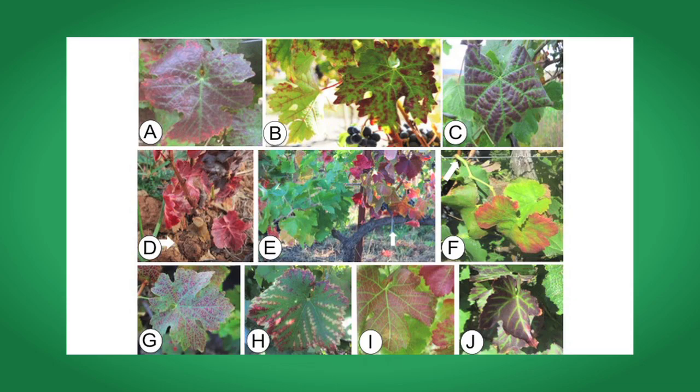A is the only red blotch infected sample shown here. Quite amazing, huh? B is leaf roll, C is leaf roll, D is crown gall. E, you see the little arrow at the bottom right of the picture, is girdling to a tie. You see a white arrow in the upper left corner. It's a broken shoot in F. G is mite damage, and the three others are nutritional deficiencies.